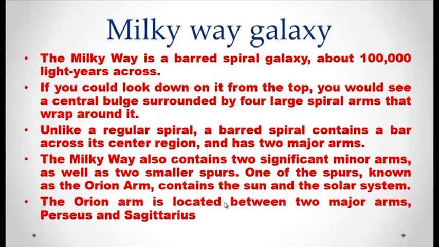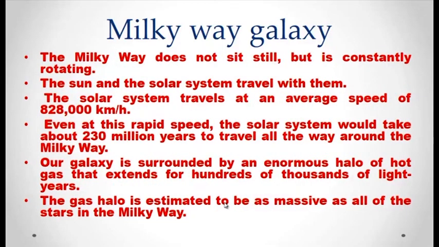One of the spurs, known as the Orion arm, contains the Sun and the solar system in which we are living. The Orion arm is located between 2 major arms, Perseus and Sagittarius. The Milky Way does not sit still, but is constantly rotating. The Sun and the solar system also travel with the Milky Way galaxy. The solar system travels at an average speed of 828,000 km per hour. Even at this rapid speed, the solar system would take about 230 million years to travel all the way around the Milky Way.